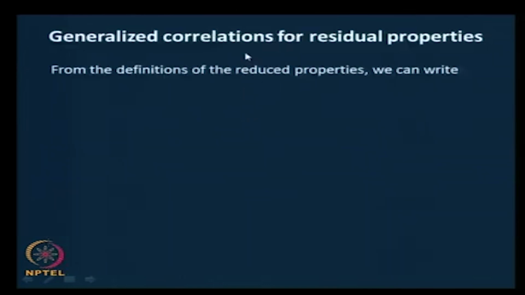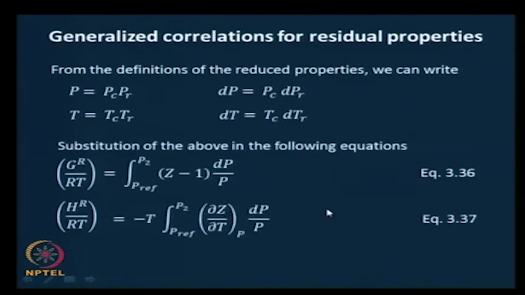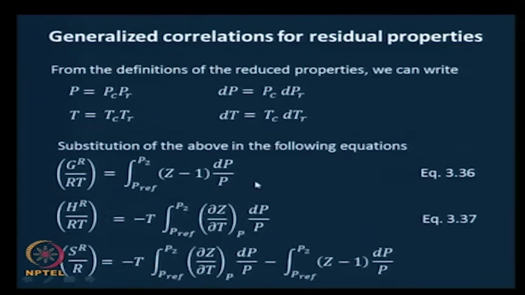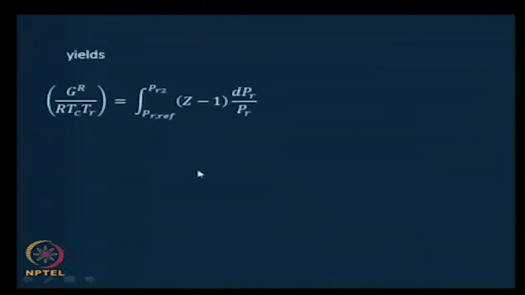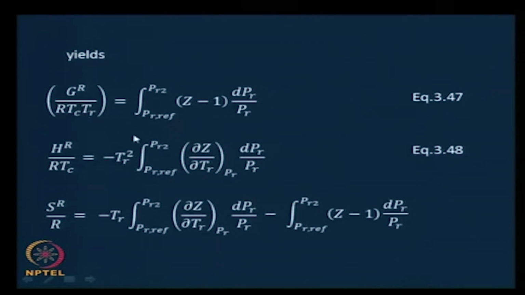Then you have a generalized correlation based on residual properties. To do that, we recognize that P equals Pc PR, and therefore dP equals Pc times dPr. You can do the same thing for temperature, and if you substitute these in the residual value expressions that we had derived and shown in the previous slide, you get the generalized correlations in terms of the residual values. So, the same form, but in terms of the residual properties.